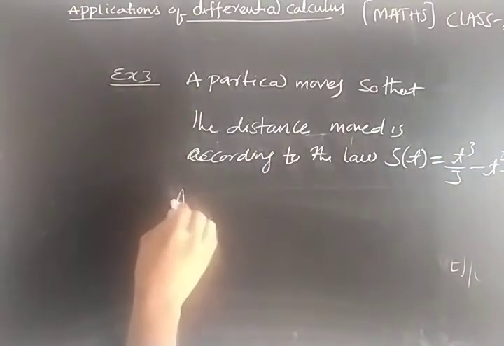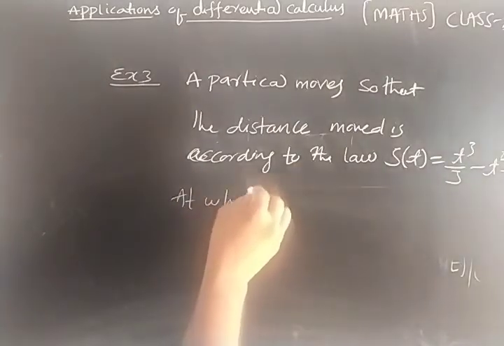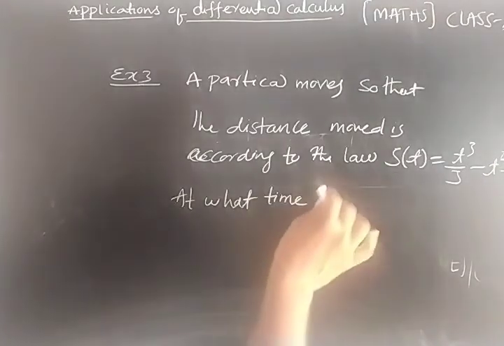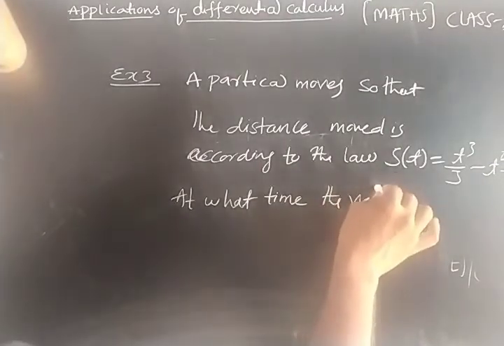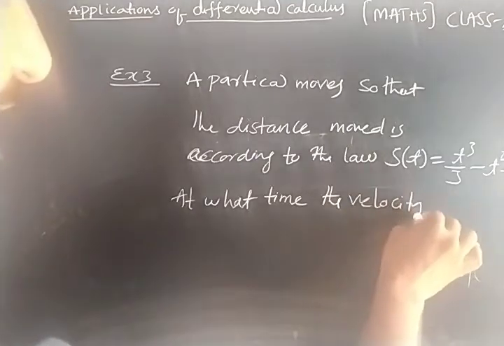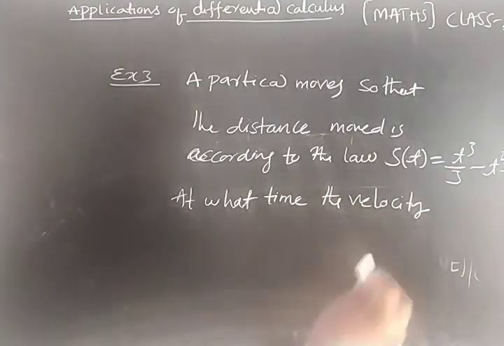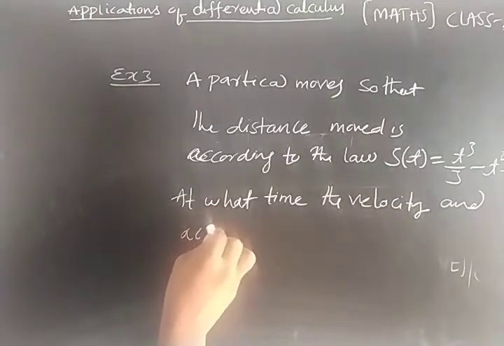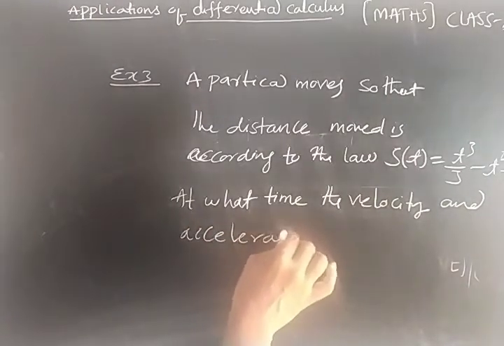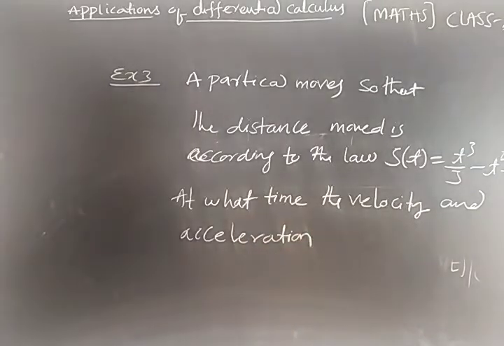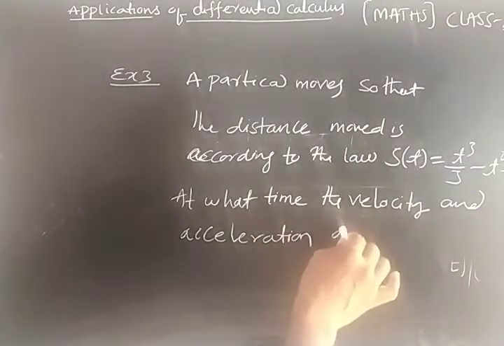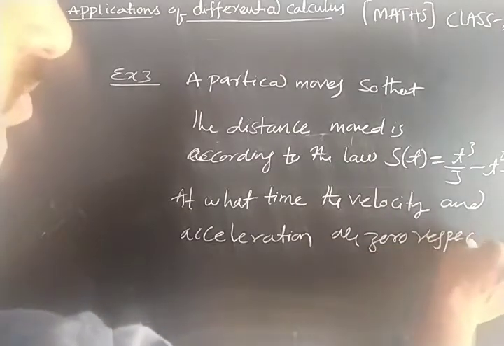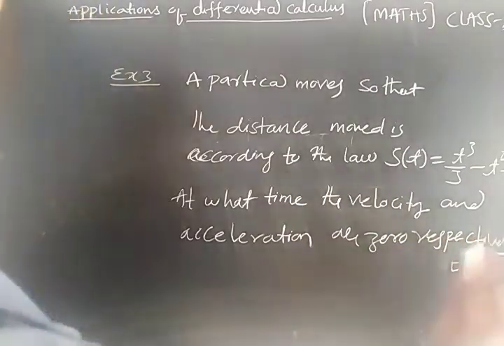At what time are the velocity and acceleration zero respectively? So this is example 3.